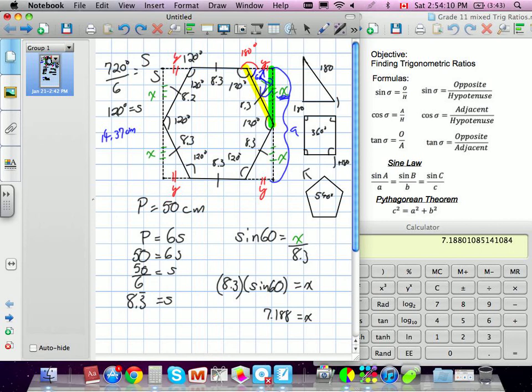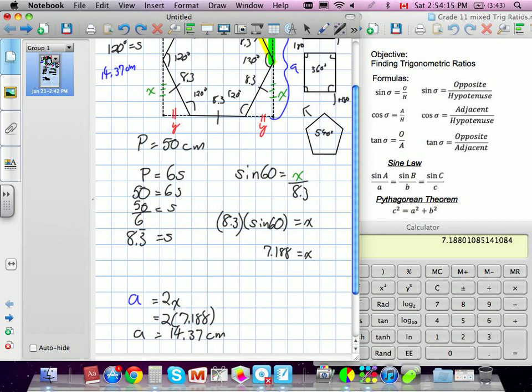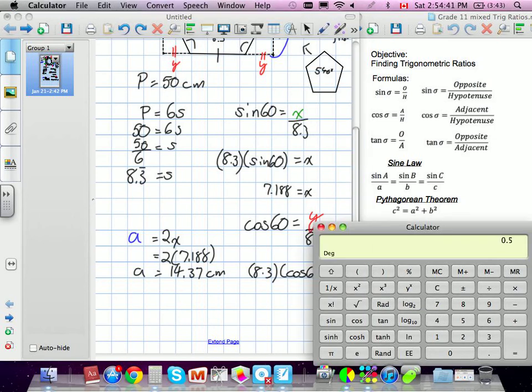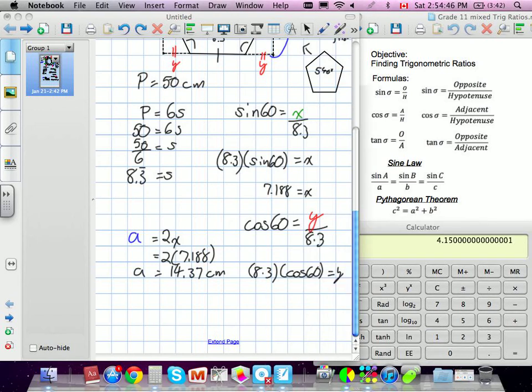Okay, so read it to me. How would this go? Cos 60. Good. Adjacent is our y. Great. There we go. 8.3 times cos 60. This is y. 4.15. I think we could say that, right? Is that what you got? Y equals 4.15.